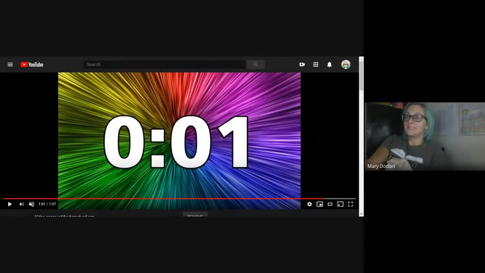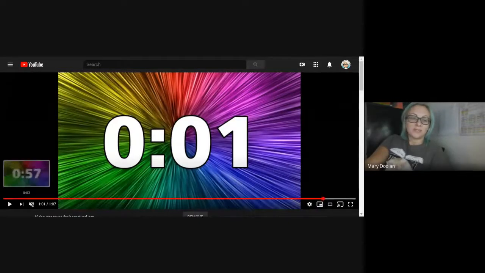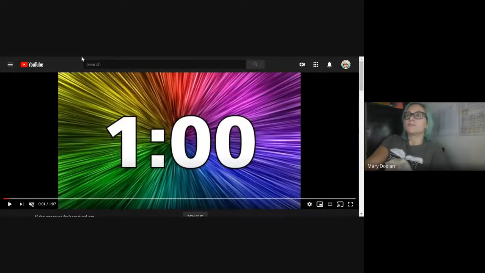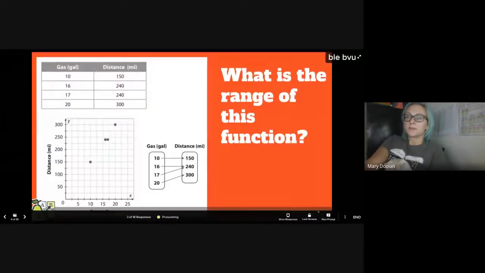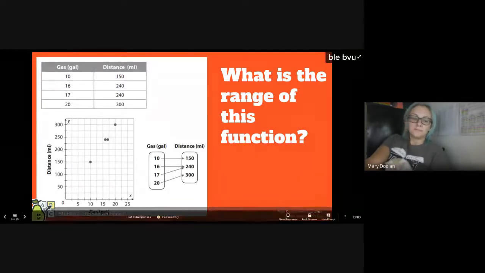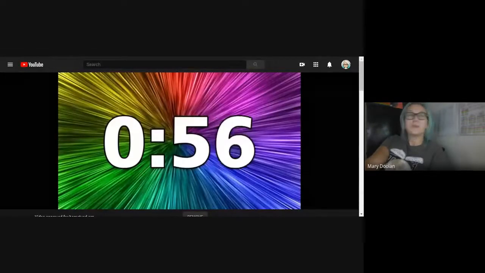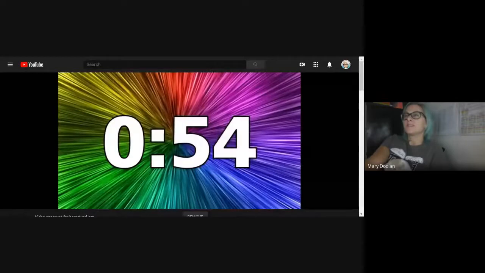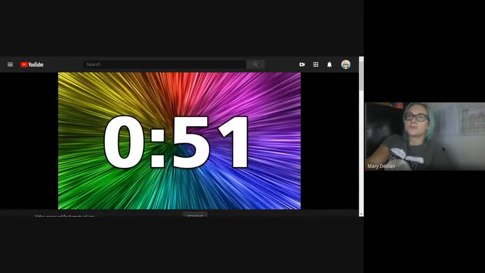A. Right. But now I want to know, what is the range of this function? What is the range of this function? So you get a minute to do that. What is the range of this function? Help if I start the timer right. So one minute, it's multiple choice. Which of those show the range?